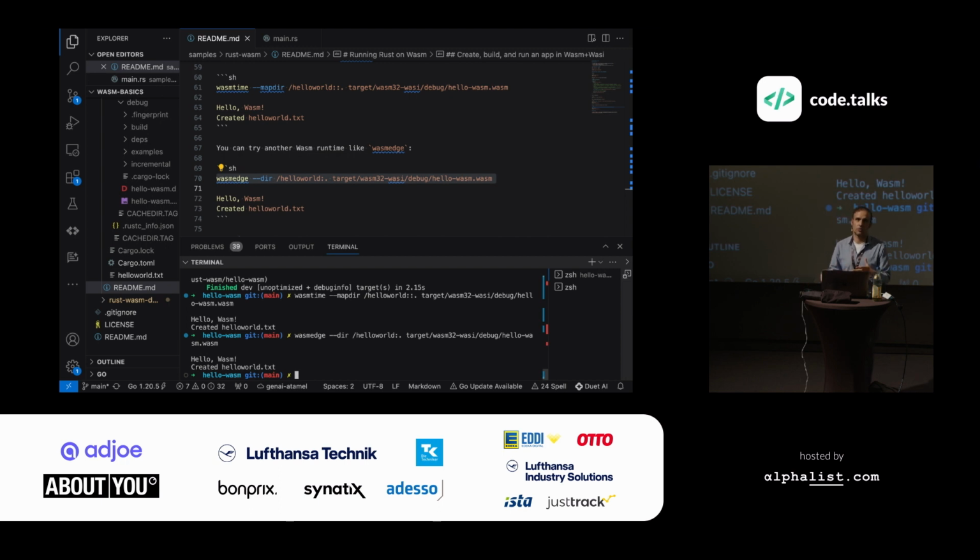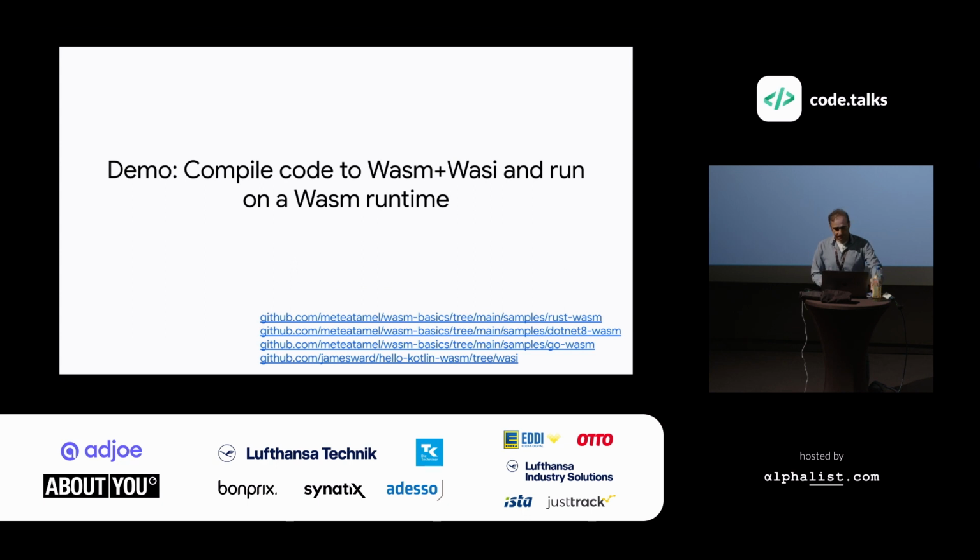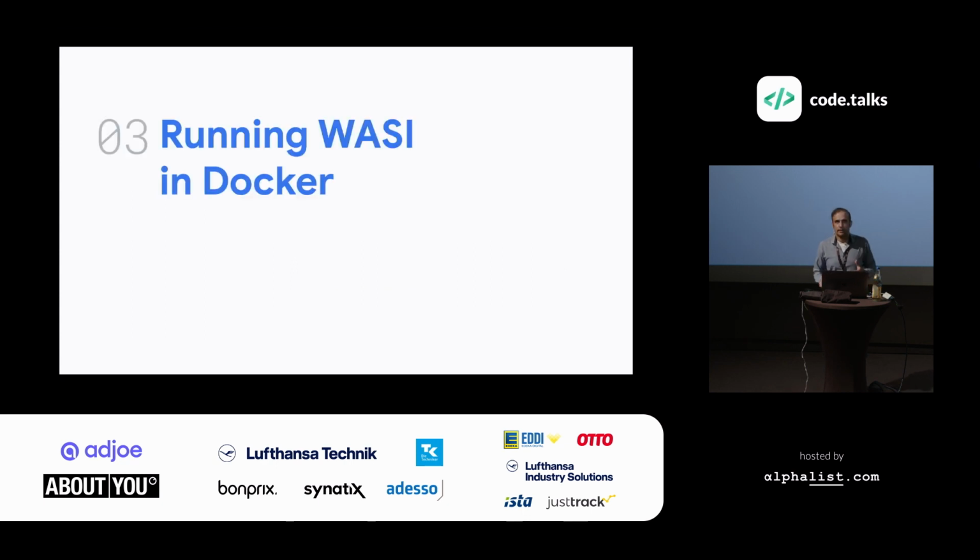So that's the beauty of WebAssembly, that you compile once and run it in multiple different places. So that's how it is in a nutshell. Now, at this point, you have your module and you want to probably run it somewhere like cloud or some other place. What can you do?